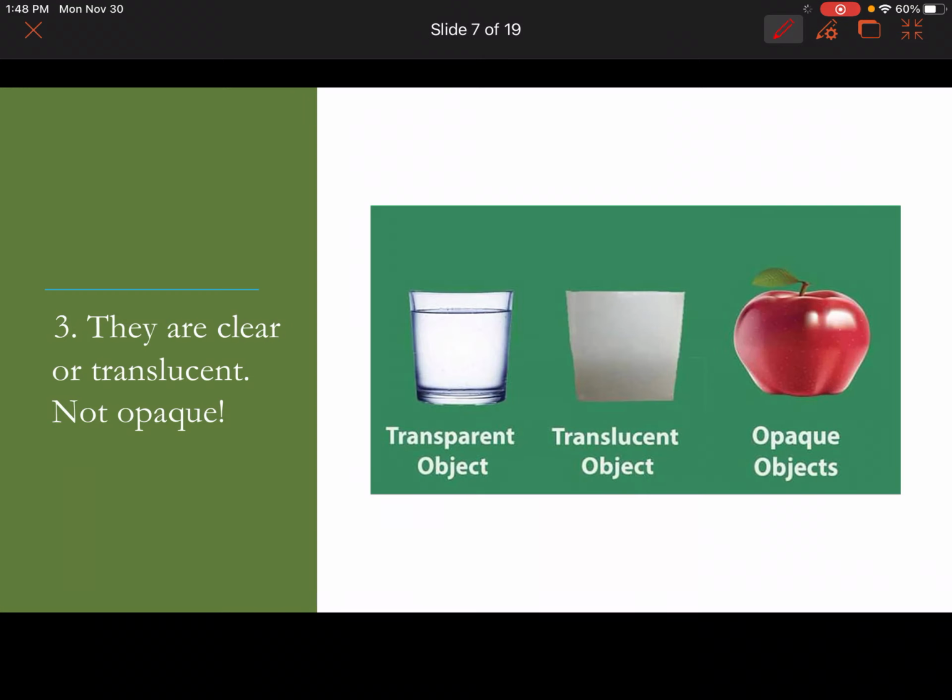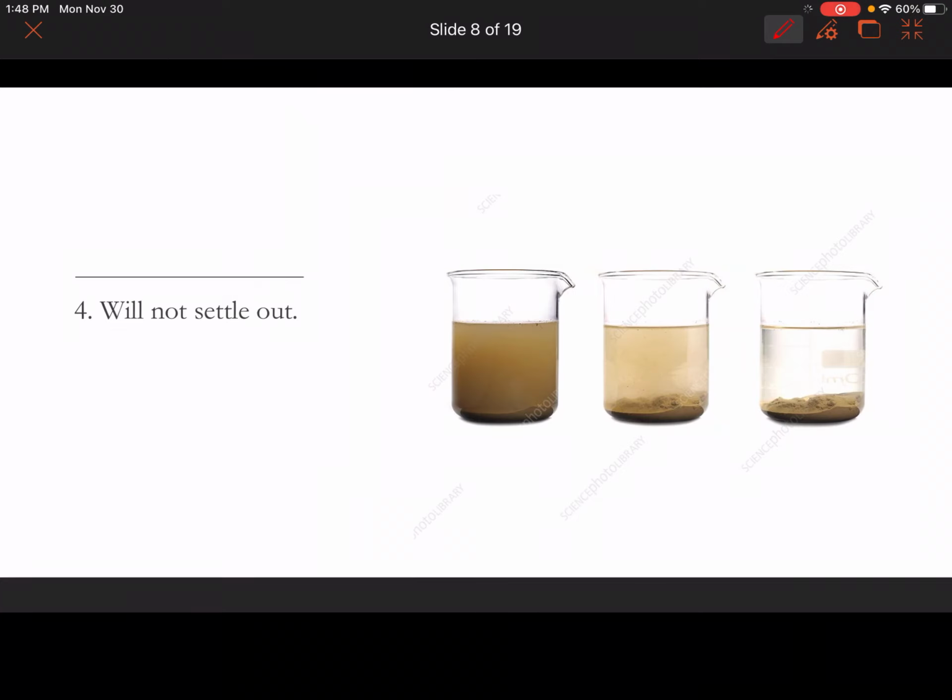Third property, they are clear or translucent or transparent. They are not opaque. So transparent, you can completely see through it. Translucent means light can get through. Opaque, light cannot get through. Okay, so by definition, solutions have to be either transparent or translucent.